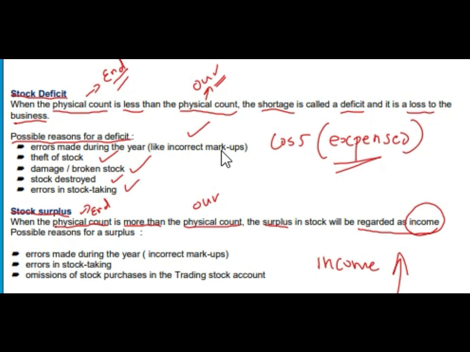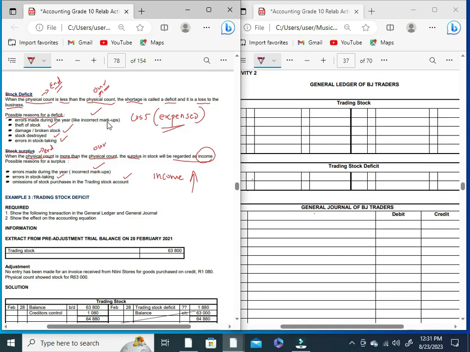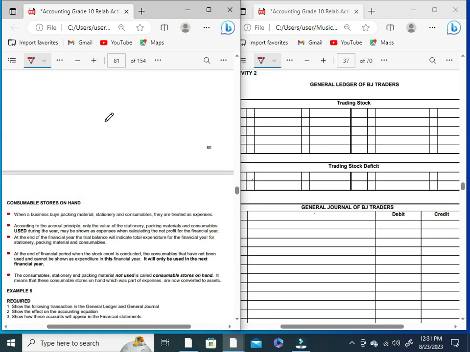And then what are the possible reasons for that? Errors made during the year, incorrect markups, errors in stock taking, omission of stock purchases in the trading account. So guys, since we know that trading stock deficit is an expense, and trading stock surplus is an income, let's take a look at our wonderful activity.